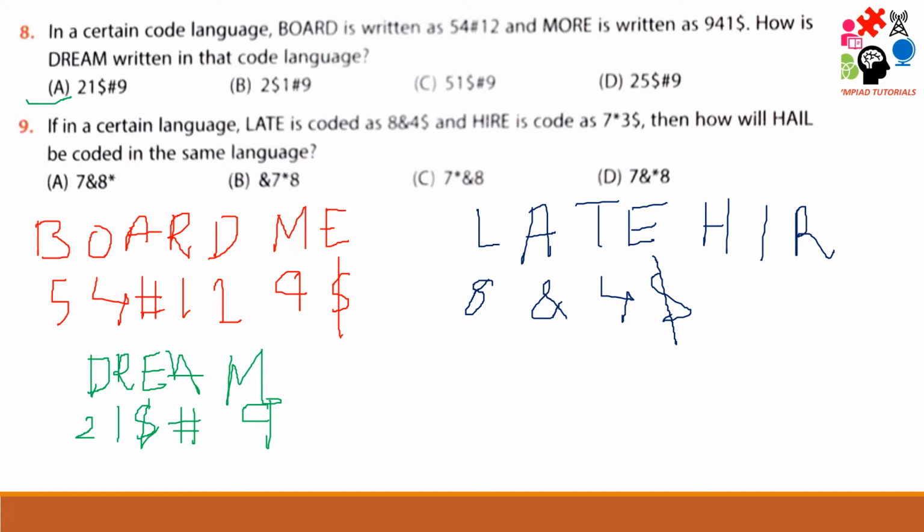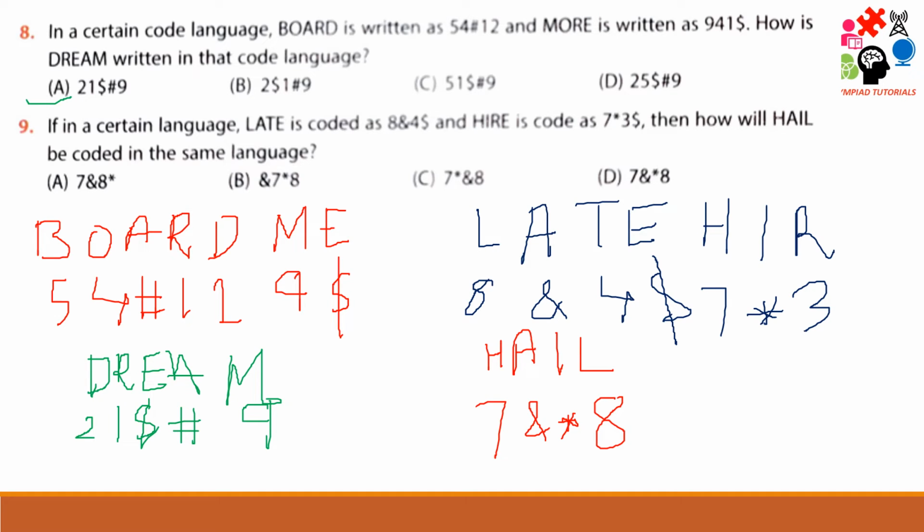So for H you have 7, I is asterisk, R is 3. So now the word which they have asked, we'll just write down HAIL. So corresponding to H you have 7, A is @, I is asterisk or star sign, and last is L. L is 8. So let's check all the options. So here option number D, 7@*8, this is your correct option.